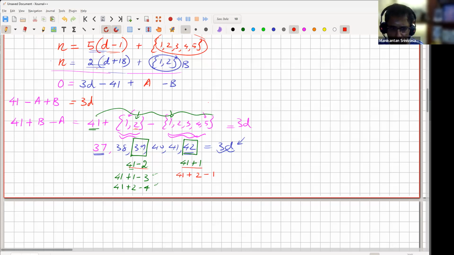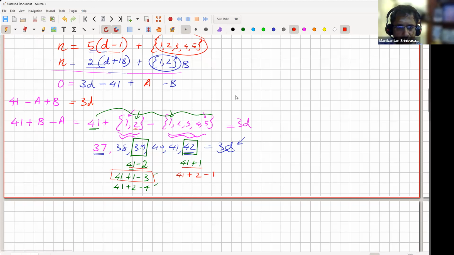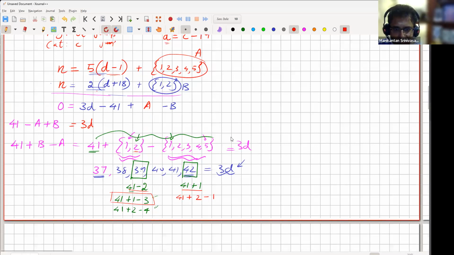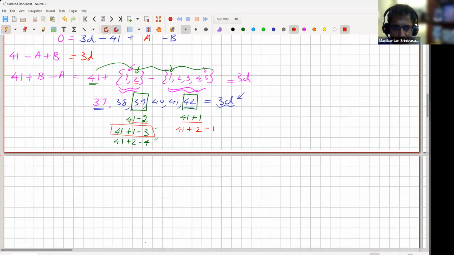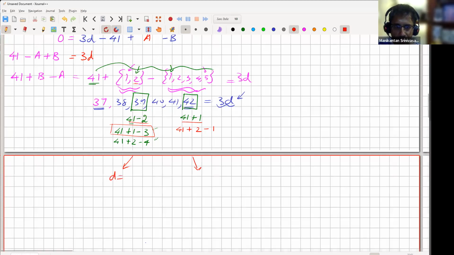Now, we just have to translate this to the number of steps, right? We should not lose track of that. The number of steps. So this was 3D, right? So what was D in this case? Let's split into 2 different cases, 39 and 42. 3D is 39, which means D is 13, or D equal to 14 in this case.